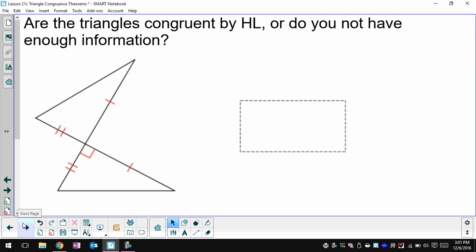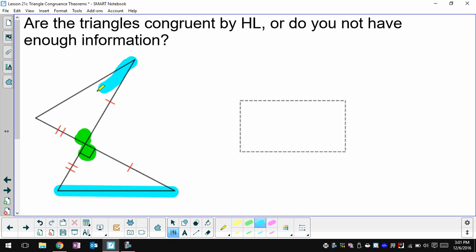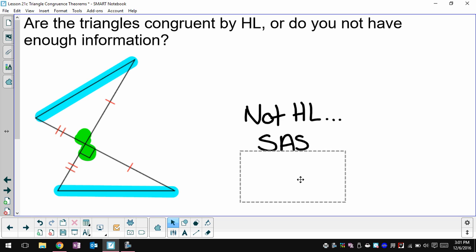So pause and give this one a try. So if I look at these two, again, they're right triangles, because this is a right angle, and these are vertical angles, so that means this is a right angle. And for these two triangles, I don't know anything about this hypotenuse. I don't know anything about this hypotenuse. So I can't say it's hypotenuse leg. So I don't have enough information to call it hypotenuse leg, but I could call it side angle side.